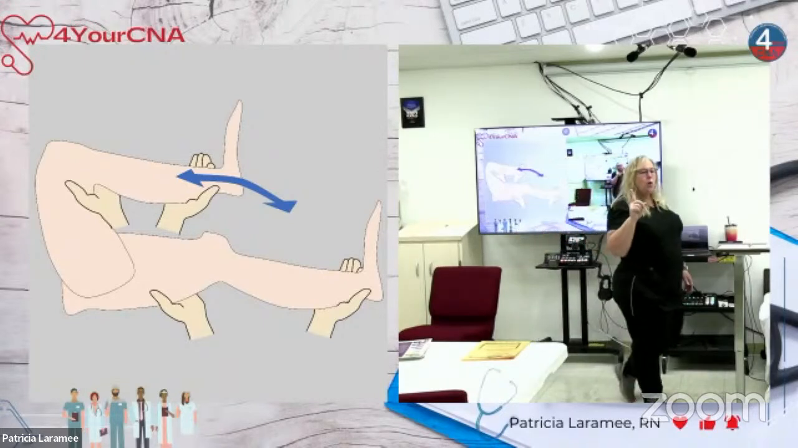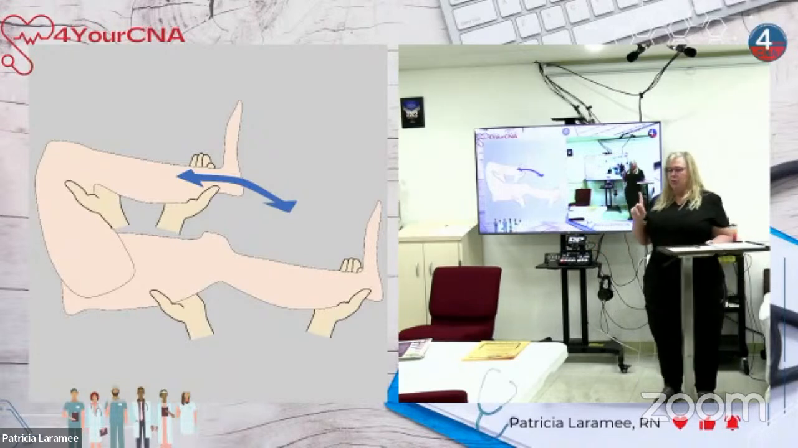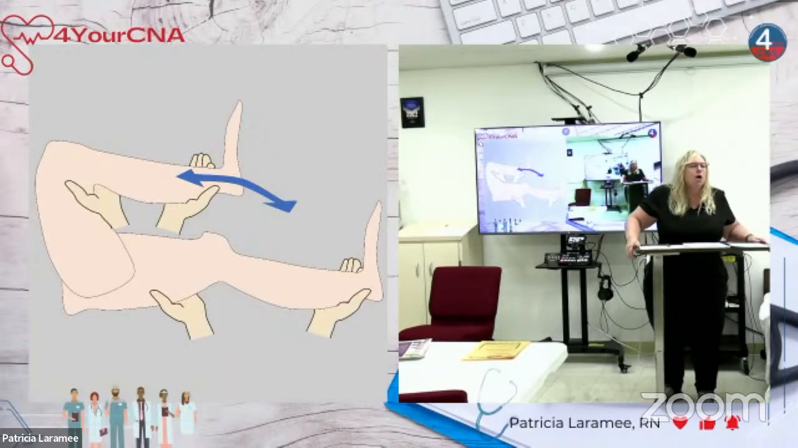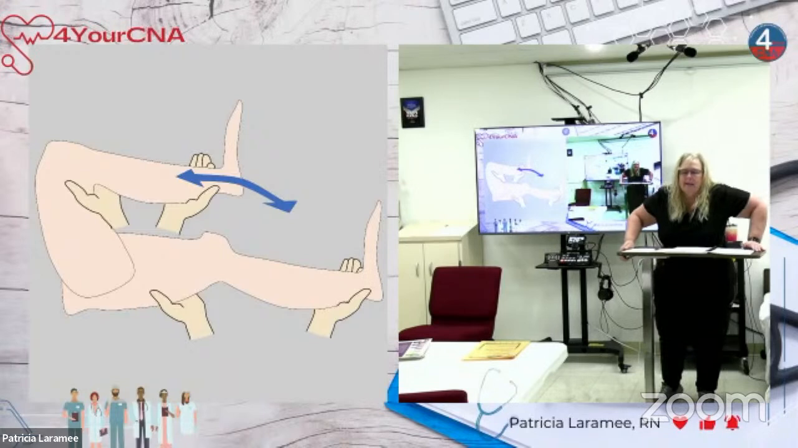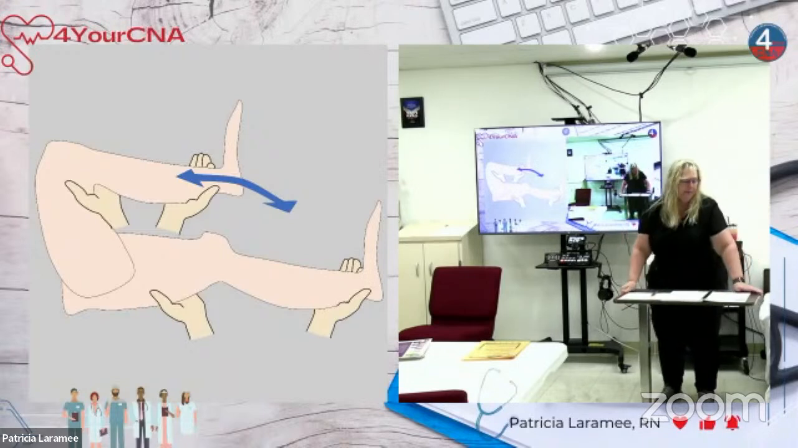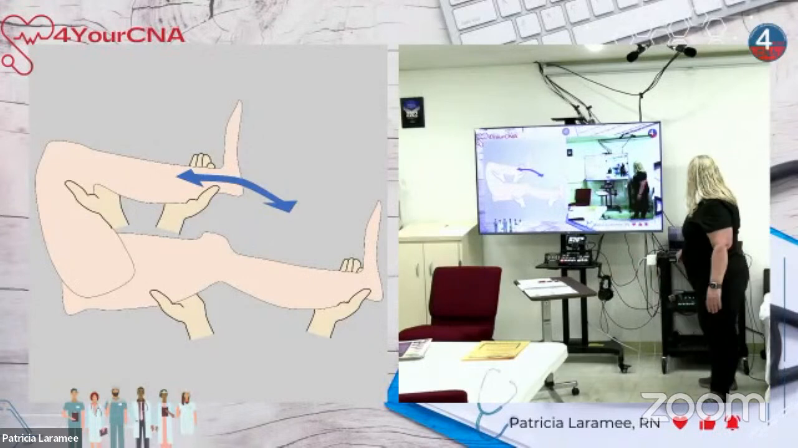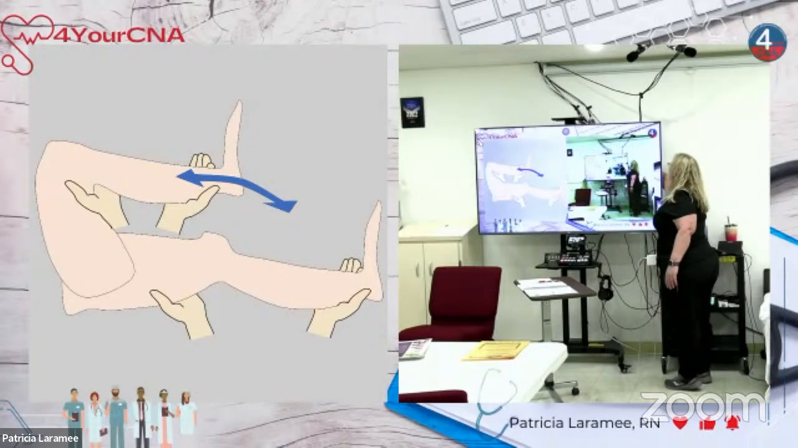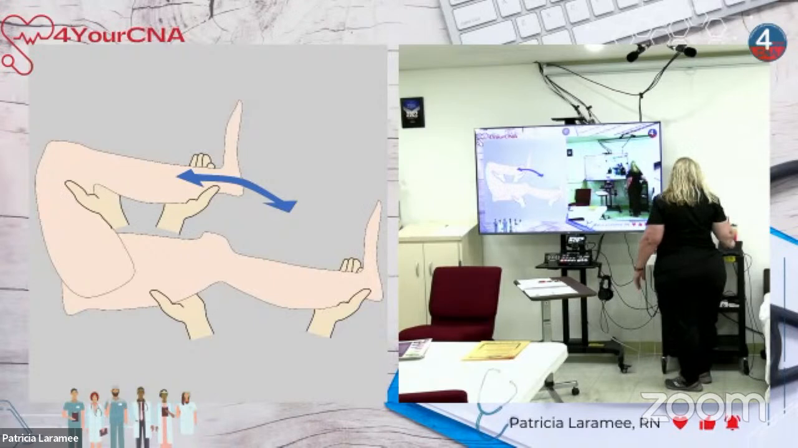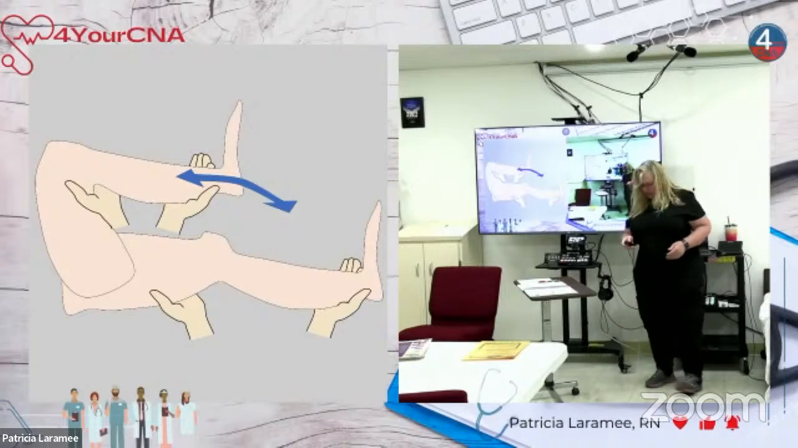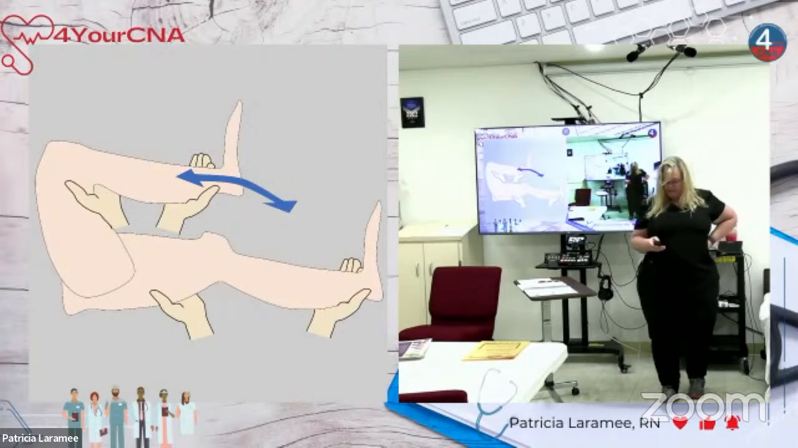What we don't want to do is a straight leg raise. You don't want to do the hip independent. So here, let me show you what I mean. And again, we're going to talk about changes of aging.